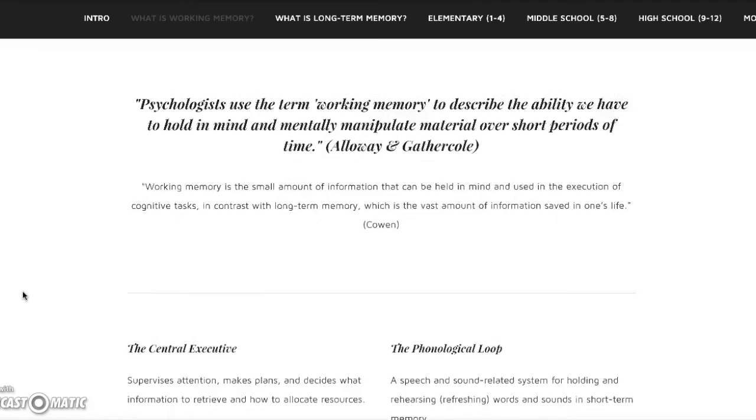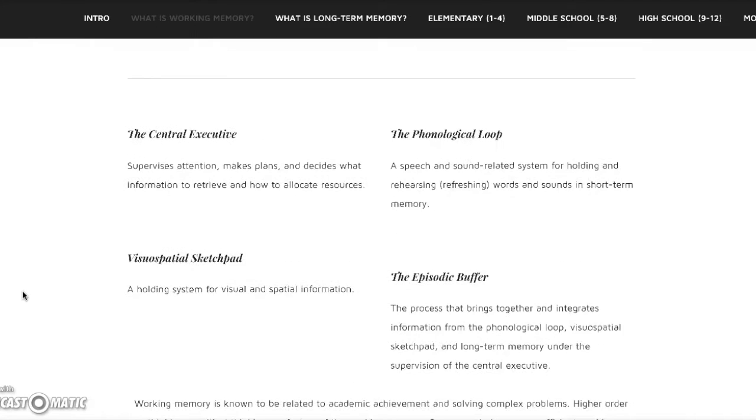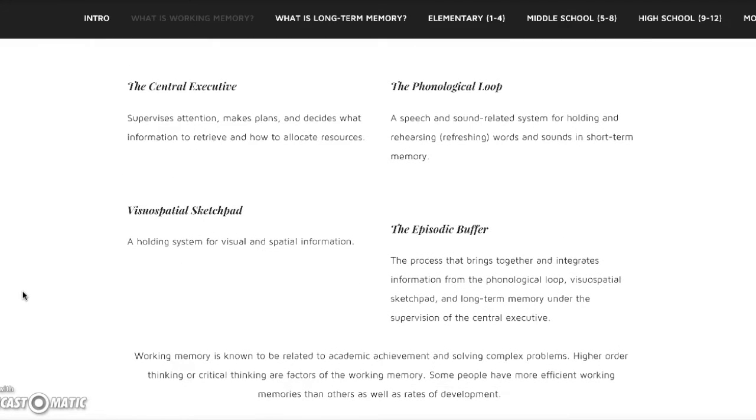Working memory can be divided up into four main components. The first part is the central executive, which supervises attention, makes plans, and decides what information to retrieve and how to allocate resources. The second is the phonological loop, a speech and sound related system for holding and rehearsing or refreshing words and sound in short-term memory.